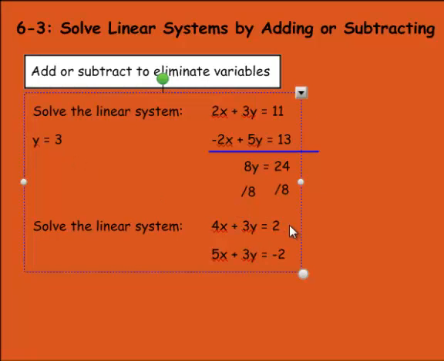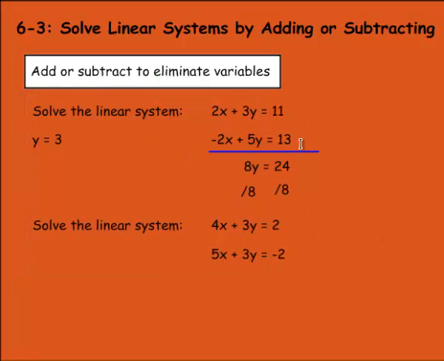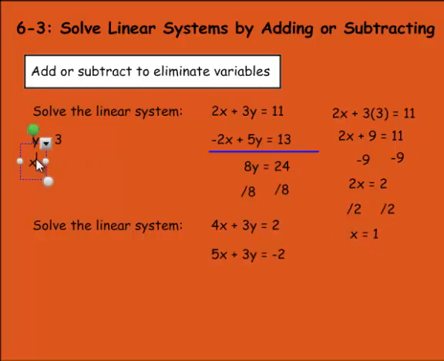And I could plug this 3 in for either equation, whichever one looks easier. I like the ones without the negatives, so we'll do that. So we could have 2x plus 3 times 3 equals 11. So 2x plus 9 equals 11. Subtract that 9. So therefore 2x equals 2. Divide both sides by 2. Therefore x equals 1. So I know that y equals 3, x equals 1. I can make my point as 1 and 3. Great way to solve that.